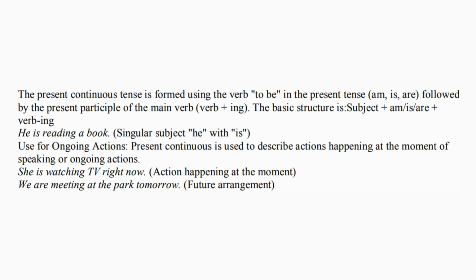Use for ongoing actions. Present continuous is used to describe actions happening at the moment of speaking or ongoing actions. She is watching TV right now. Action happening at the moment. We are meeting at the park tomorrow. Future arrangement.